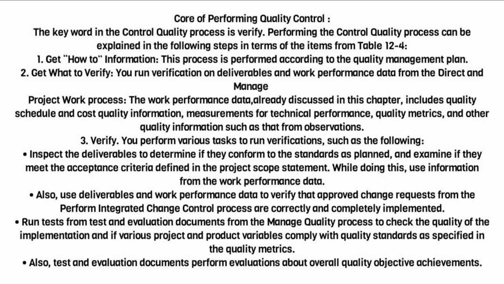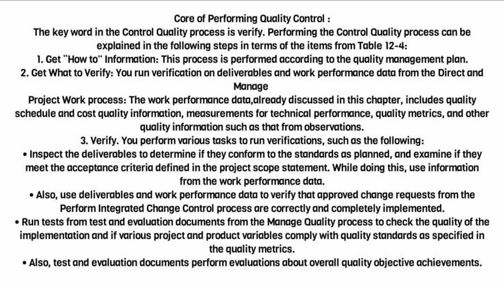Core of performing quality control. The key word in the control quality process is verify. Performing the control quality process can be explained in the following steps in terms of the items from Table 12.4. 1. Get how-to information. This process is performed according to the quality management plan.